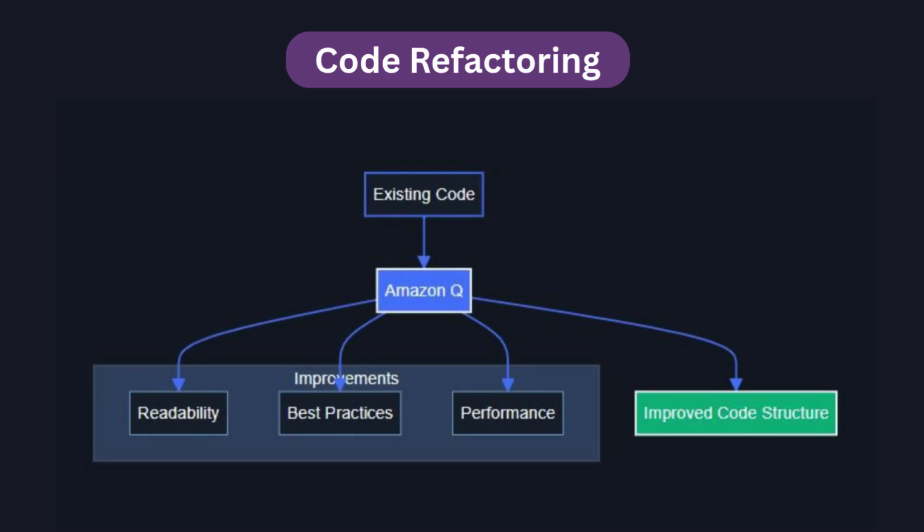Now moving on to code refactoring. You can use Q to improve existing code. Highlight a method or class and ask Q to refactor it. It improves readability, applies best practices, and optimizes performance.